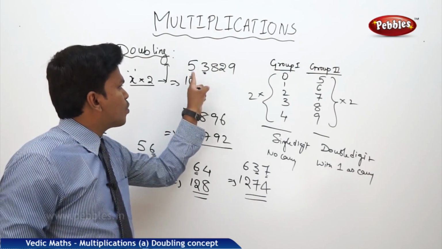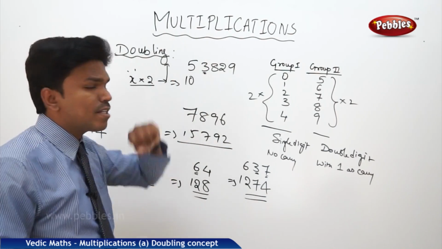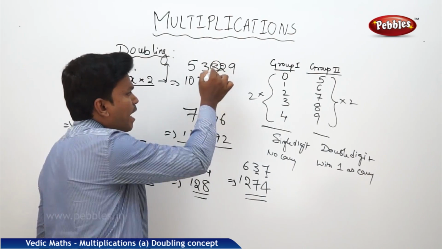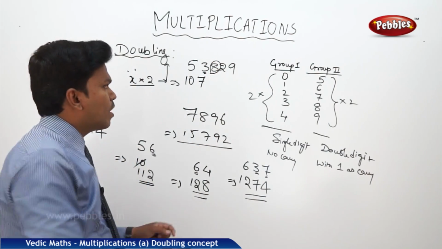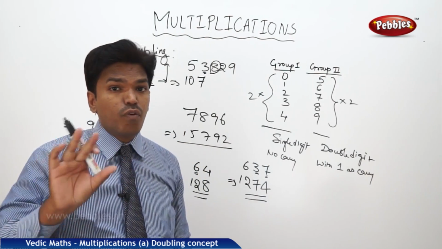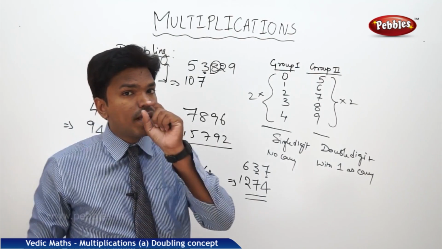Okay, now 2 5s are 10, but 10 only. Why? Because the next number is group 1. Now what is 2 3s are 6, but it is 7. Why? Because the next number 8 is a group 2 number. So next 2 8s are 16. Take only the end number. We don't need the full number. Why? Because we already carried that 1 to the next number. So we have to take only the end number.